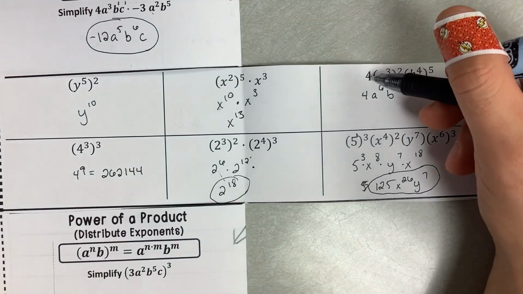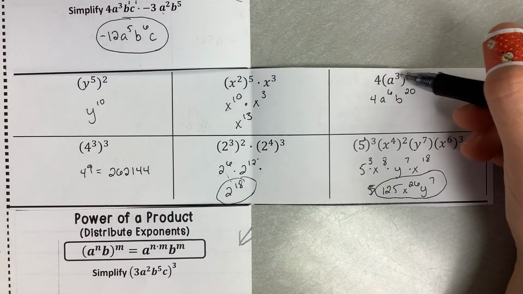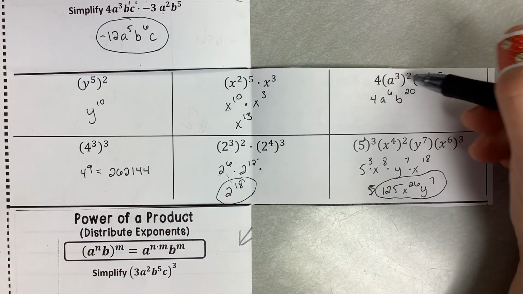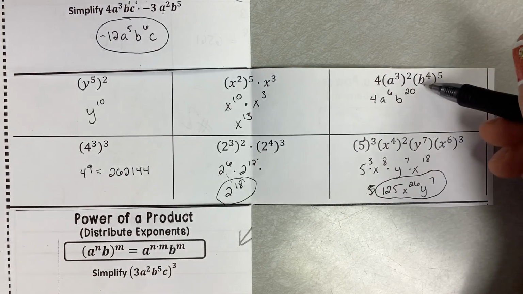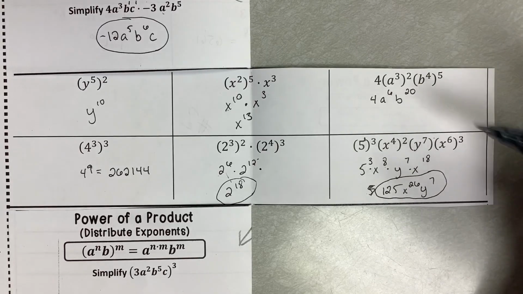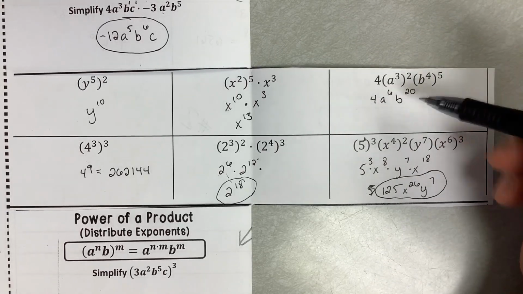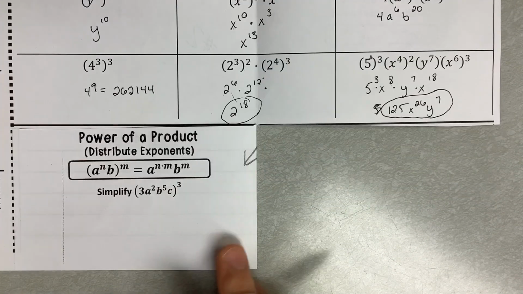Last one, this 4, nothing was happening to it. It's a loner, I just brought it down. The A's, a to the third raised to the second, power to a power, I multiply. 3 times 2, 6. B to the fourth, also to the fifth, 4 times 5, 20. B to the 20th. There are no more like bases that I'm multiplying here where I can add my exponents or simplify further. I am now done, guys. That is it. Next flap.